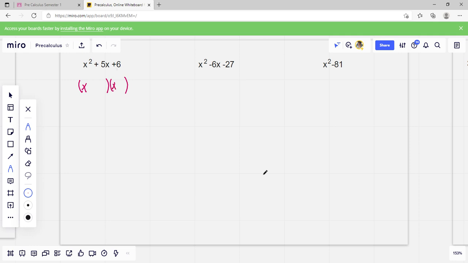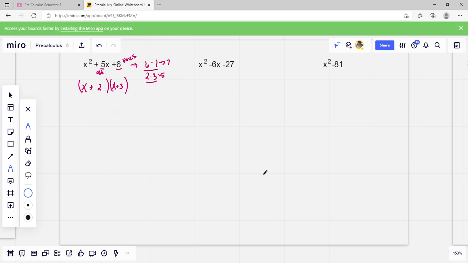And we need a number that multiplies to 6 and adds to 5. Okay, so the factors of 6 would be 6 times 1 or 2 times 3. If we add 6 and 1, we're going to get 7. If we add 2 and 3, we're going to get 5. So it's going to be 2 and 3. And so we put a 2 in one and a 3 in the other. And everything's positive, so these are both plus.